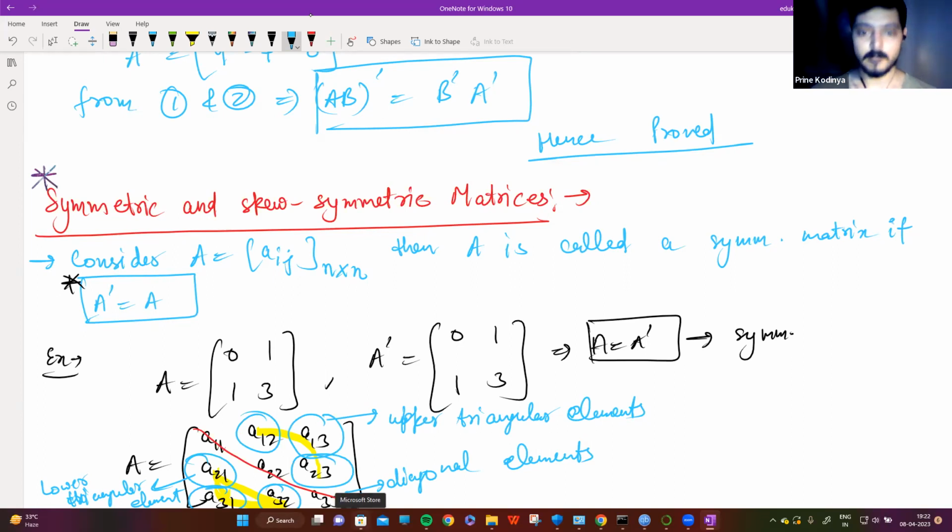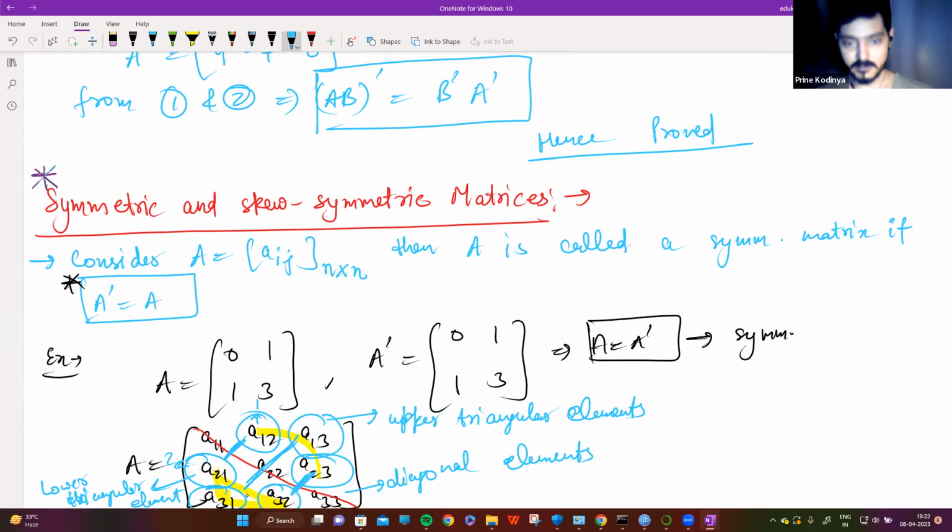Now we are calling it symmetric because all the upper triangular elements are just similar to lower triangular elements. A12 would be equal to A21. Then only it would be the same matrix. If we have this one, let's say this value is 1 and this value is 2, this will never be a symmetric matrix. Why? Because after taking transpose, 2 will be here and 1 will be here. These two have to be the same. So we call it a symmetric matrix.